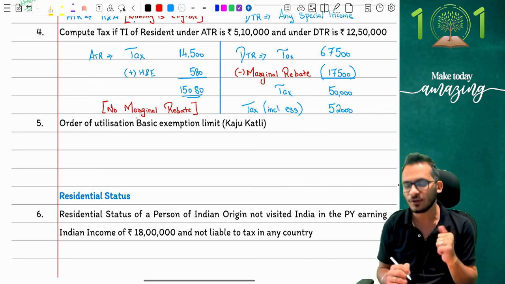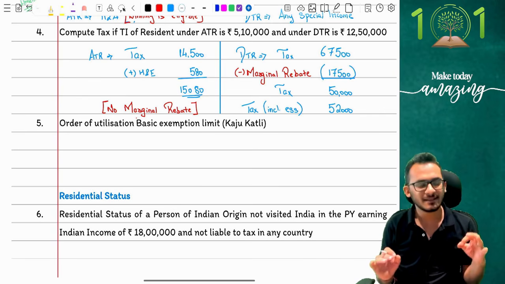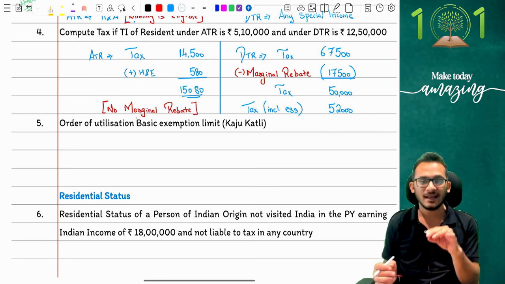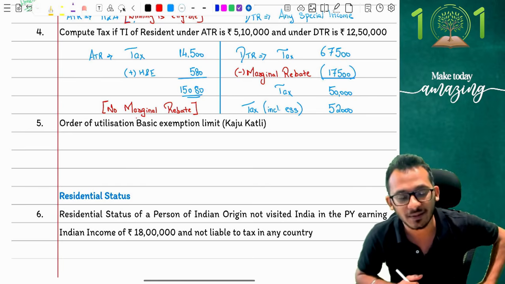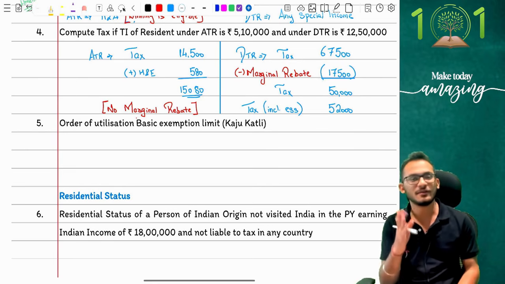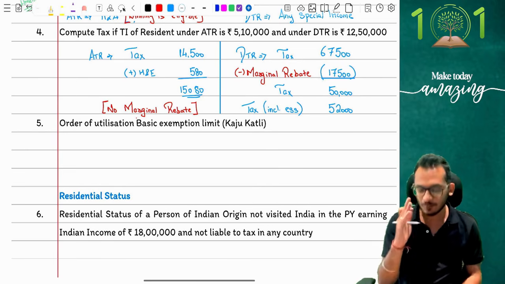Yes, because normally the understanding is that the basic exemption limit is used for slab incomes. But if you don't have any slab incomes, then what do you do with this? That's one question which has been asked in exams multiple times. So notice one thing carefully. In our class, we call it the Kaju Katli effect. If you have understood that, then great enough. But otherwise, the provisions are like this.